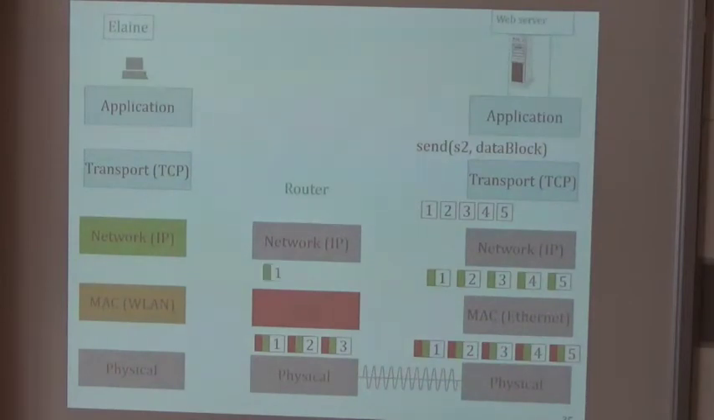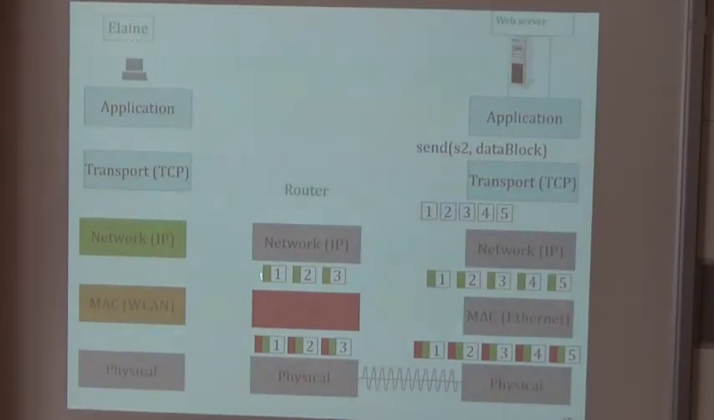Then the router receives them. It receives them because it analyzes the MAC destination address. It knows it's for me. And it removes the MAC header. And then it has IP packets. Each of those IP packets is analyzed. Essentially, the IP header only is analyzed. The IP header contains, in particular, the IP destination address that will tell the router where to go. It has to go to the wireless LAN.